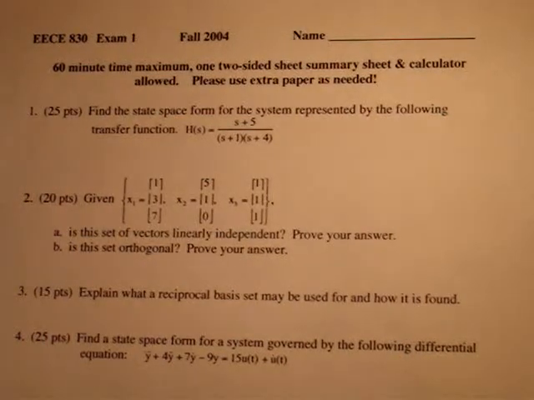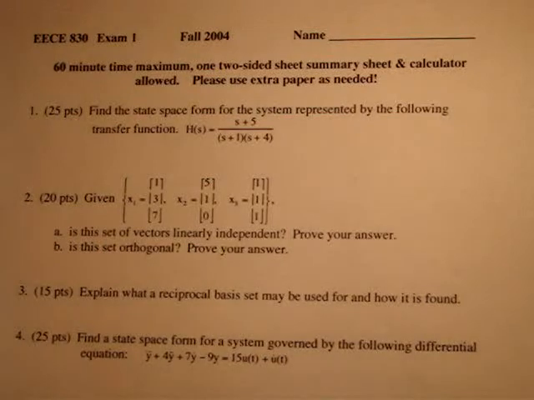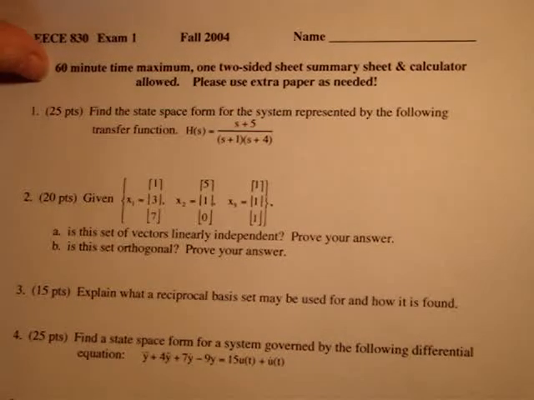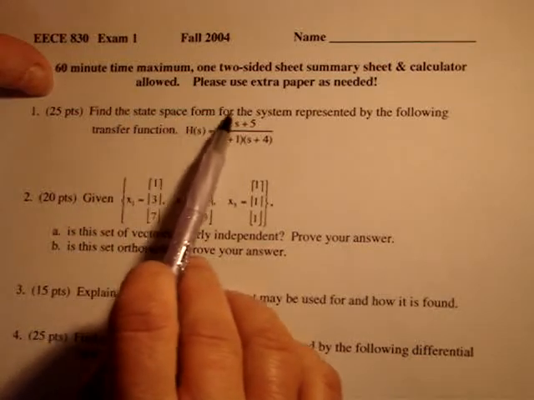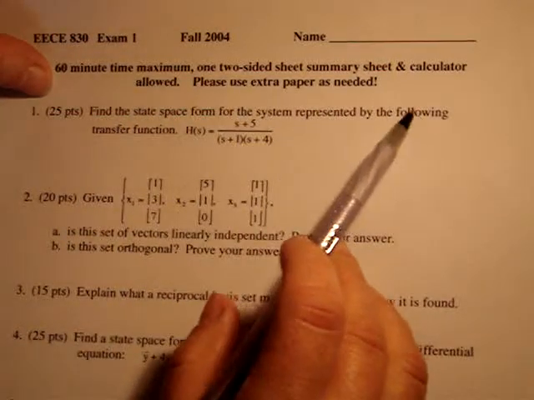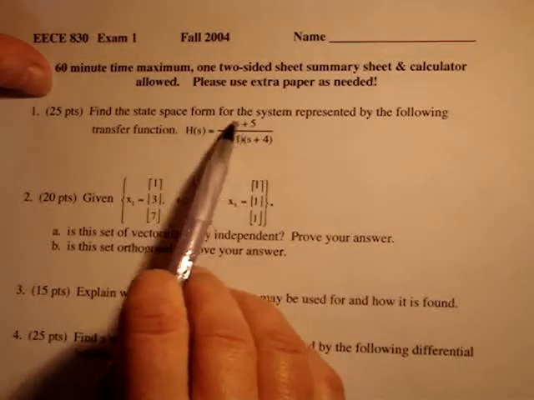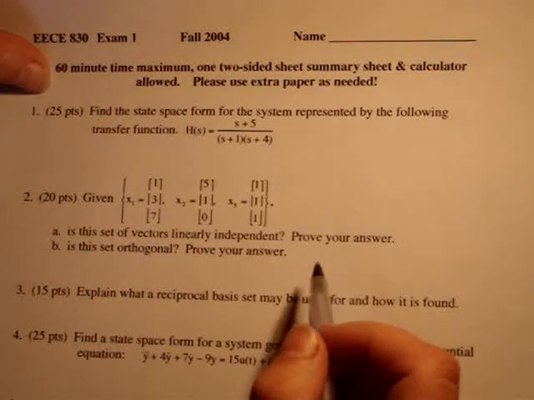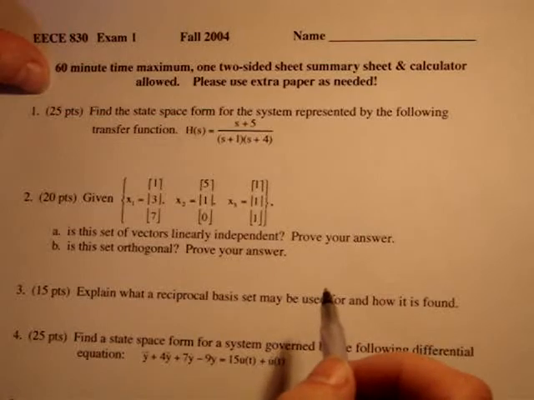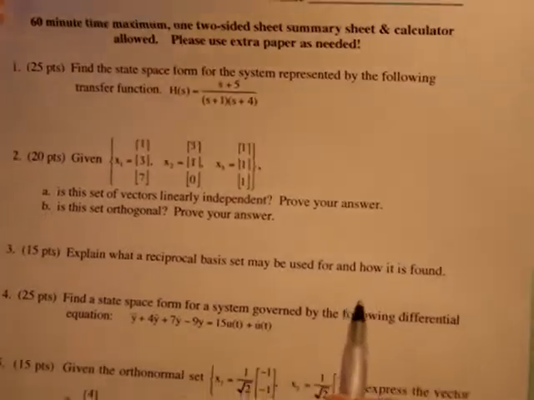Okay, let's work on an example, exam 1. Looks like it was the exam that was given in fall of 2004. Anyway, here is a sample exam. The first problem says find the state space form for the system expressed by the following transfer function. H of s is (s plus 5) over (s plus 1)(s plus 4). It doesn't say which method we have to use, so you're free to choose your own method.